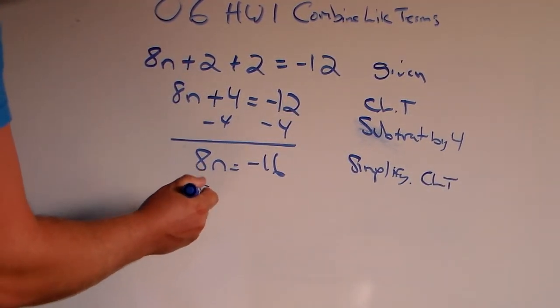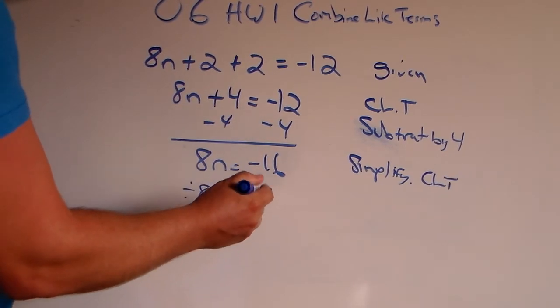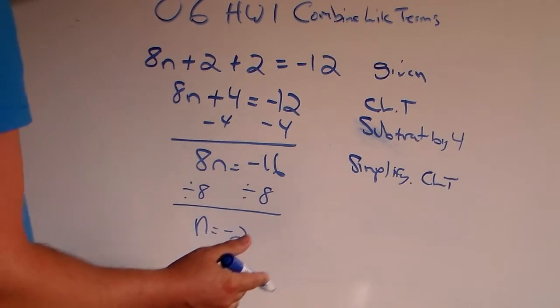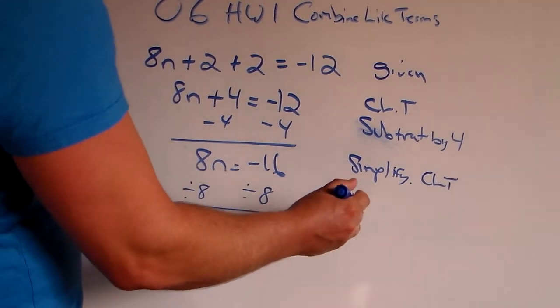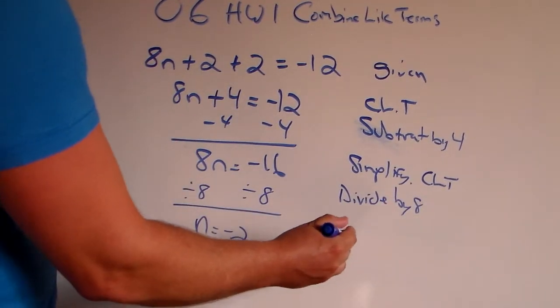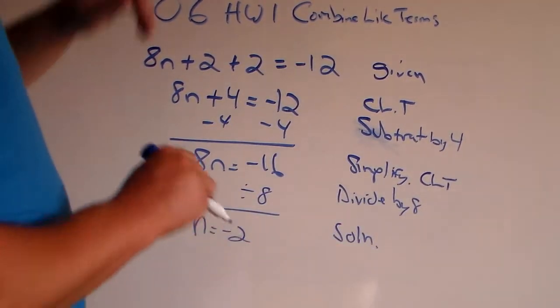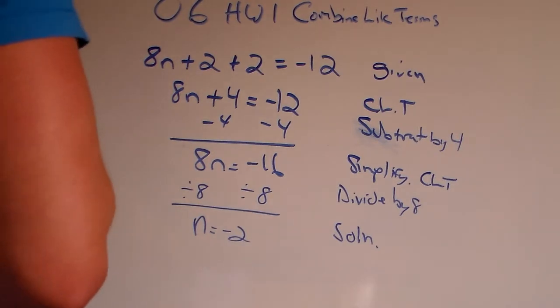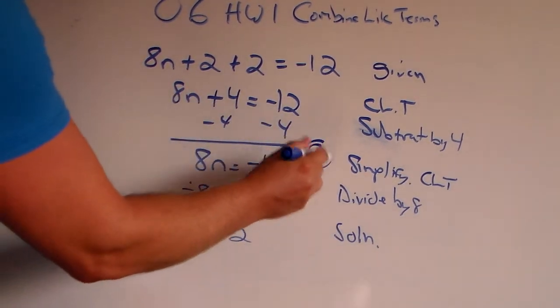Then we divide by 8 to both sides, and we get n equals negative 2. So divide by 8, and below is our solution. n equals negative 2, which happens to be C in the multiple choice.